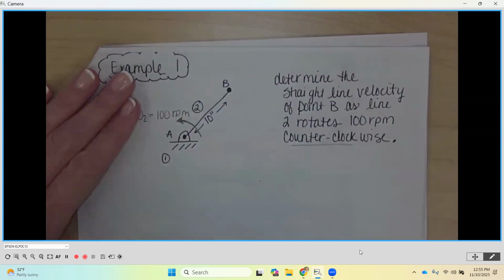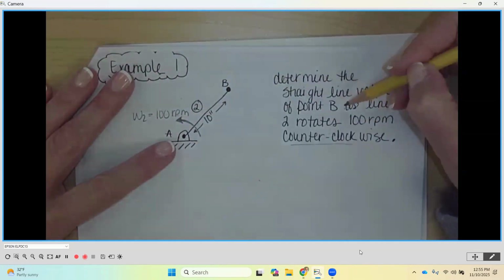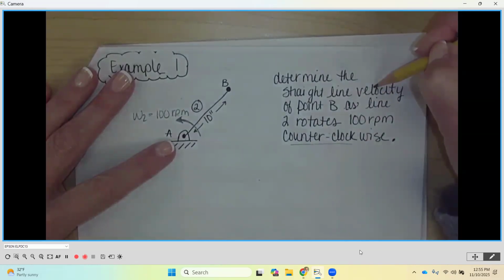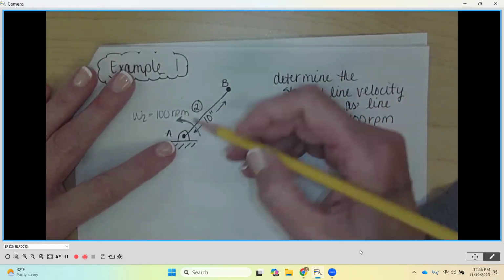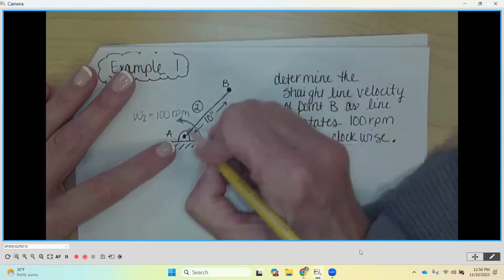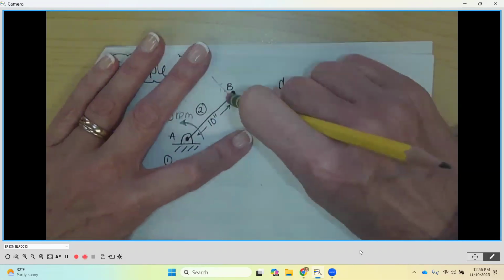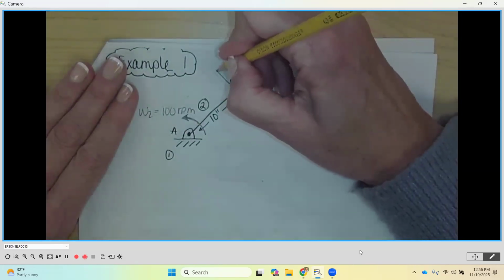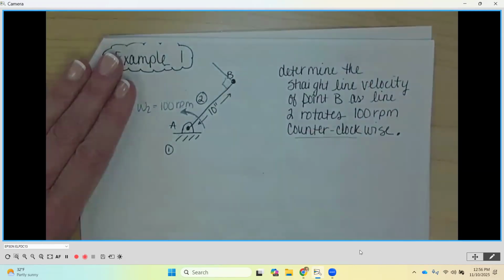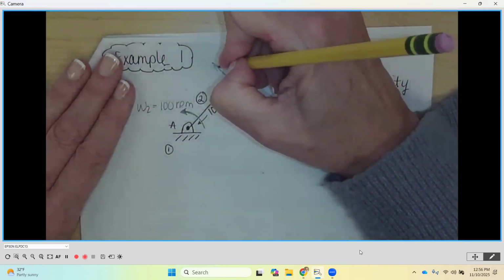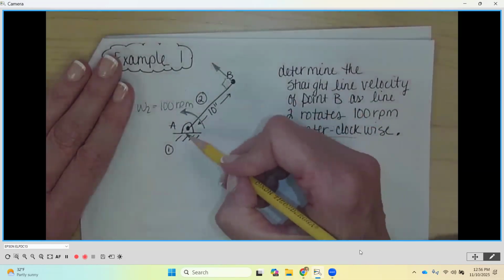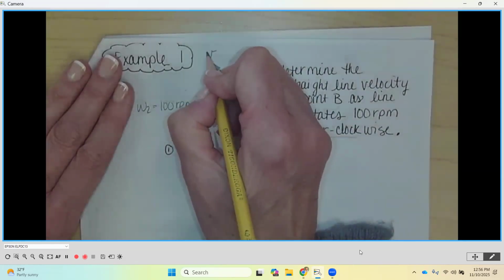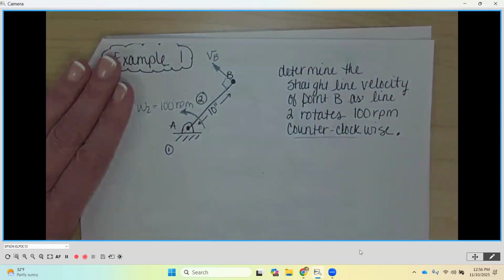So to do that, I am going to create a line that is going to be represented by this V, and it's going to be perpendicular to the radius back to its center of rotation. So if this line right here is its radius, my velocity of B, I'm going to put it over the top here, is going to be perpendicular to that line, and it's going to point in the direction of rotation. Remember, it points in the direction of rotation perpendicular to its radius line back to its center of rotation. And this is going to be velocity B. And you want to label it.